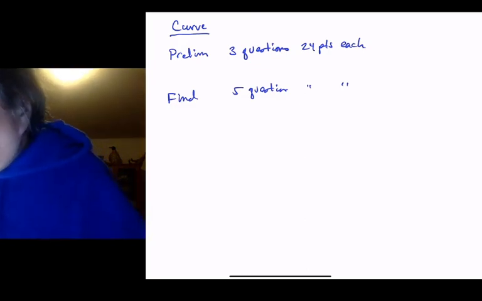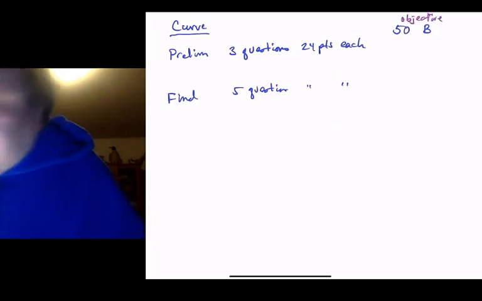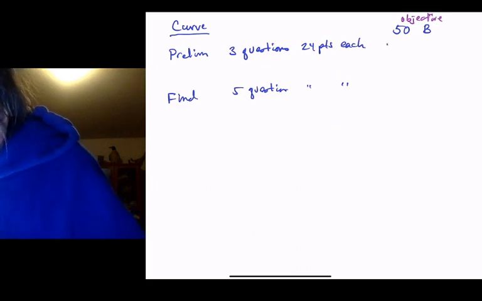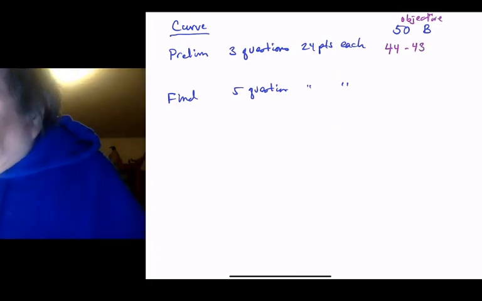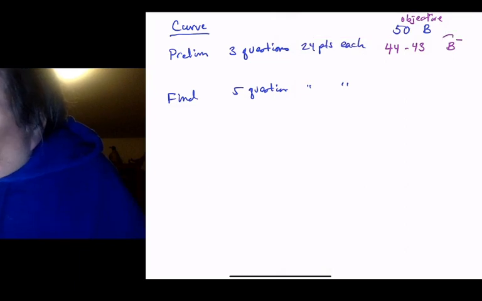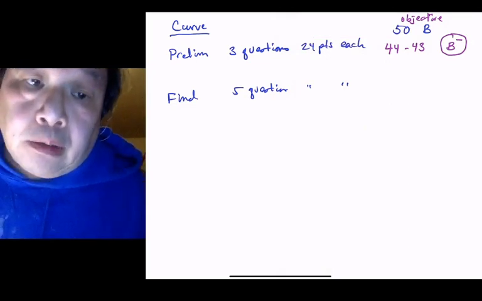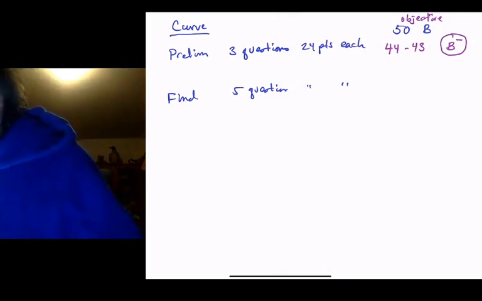So that means that we would expect a 50 is a B. And this is objective. The actual mean on the prelims was, I think, something like 44 to 43. And therefore, the average for our class on prelims 1 and 2 was a B minus. So the average of the class is set by class performance, not by the curve.